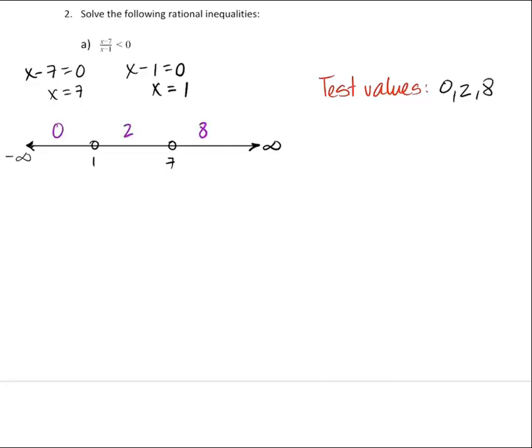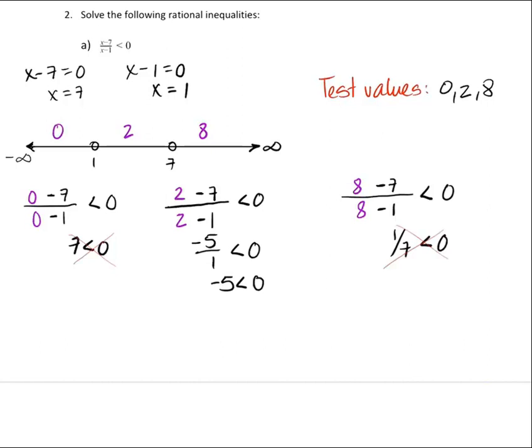Plug each of these test values into the polynomial and determine the sign of the polynomial at that point. Since the test point from this region is the only one that satisfies the inequality, this region is the solution. So we can say that the solution to this inequality is all values between 1 and 7. Let's move on to part B.